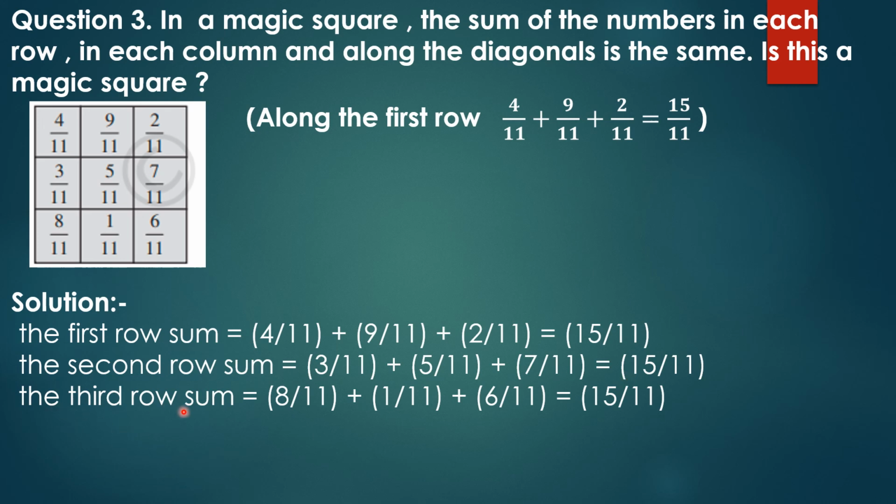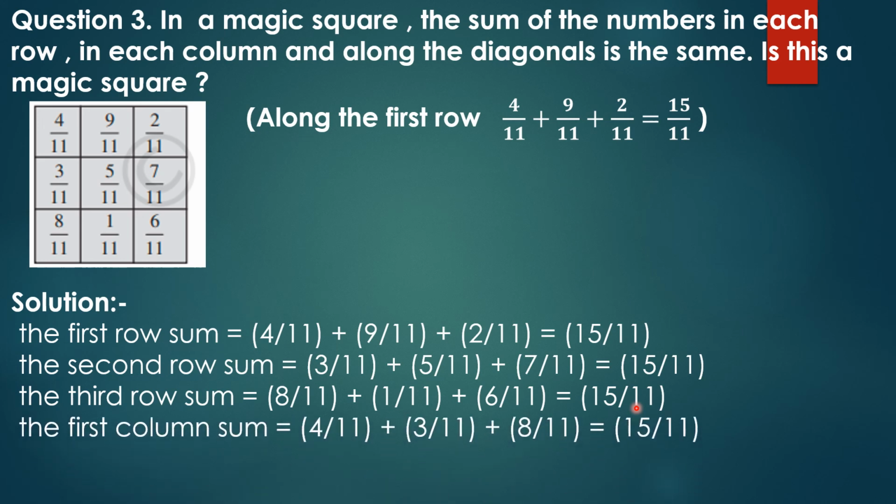And the sum of the third row equals 8 by 11 plus 1 by 11 plus 6 by 11. So, write down the addition: 8 plus 1 is 9, 9 plus 6 is 15. So, this will become 15 by 11. Now, row wise we have calculated the addition of the fractions, so these are all equal. Now, let us check column wise.